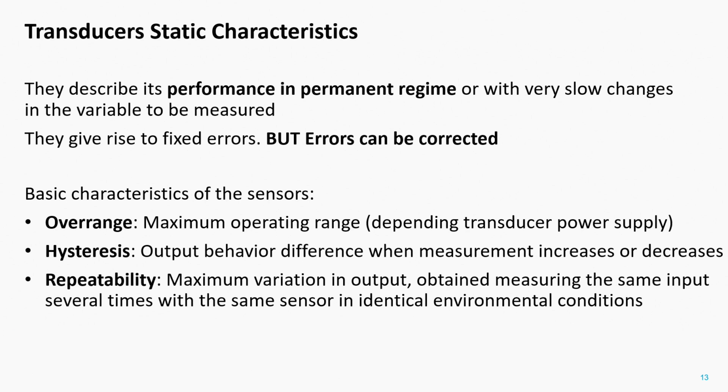The basic static characteristics of a transducer are overrange, that is the transducer maximum output that will depend on its power supply; hysteresis, that describes the transducer behavior when facing an increase or decrease of the input sensitive variable; and the repeatability, that is the maximum variation in the output that gives the transducer when working in the same conditions and facing the same input in a repeated situation of measurement.